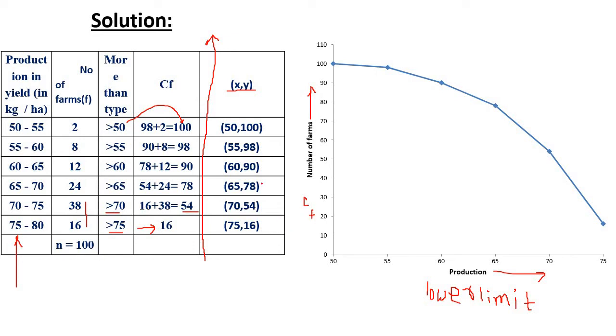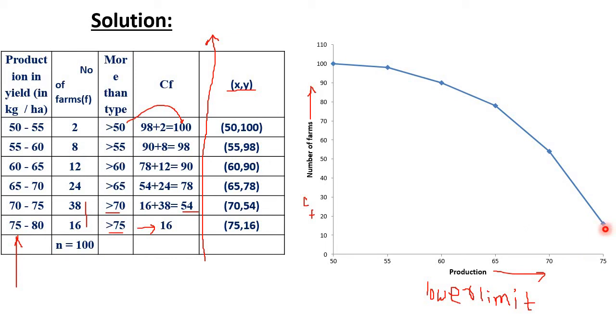Okay, let us mark the points. The first point is 50, 100. The next point 55, 98. Then the third point 60, 90. Then the fourth point 65, 78. Then 70, 54. Then 75, 16.